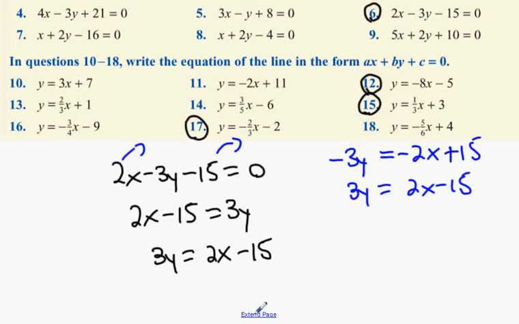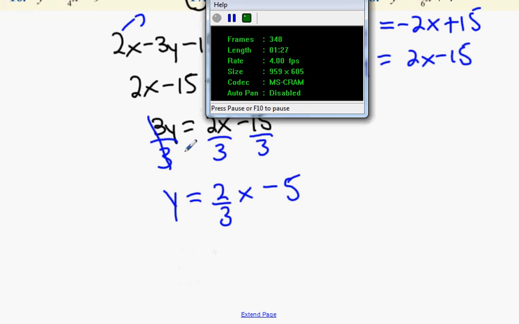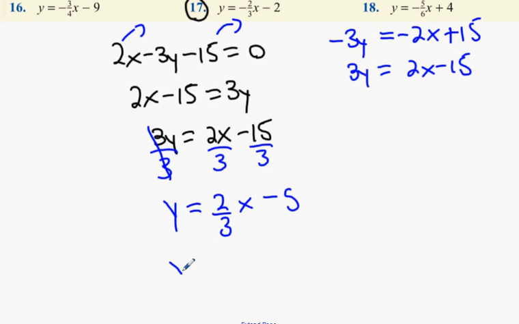Now finally, to get the y on its own, you have to divide by 3 here, and the 3s would cancel, wouldn't they? But in order to divide by 3 on that side, you have to keep the balance on both sides of the equation by dividing by 3. 3 divided by 3 leaves the y behind, and that's going to get you 2 over 3x minus 15 over 3, which is minus 5. So y equals 2 over 3x minus 5. So y equals mx plus c is the form they wanted.